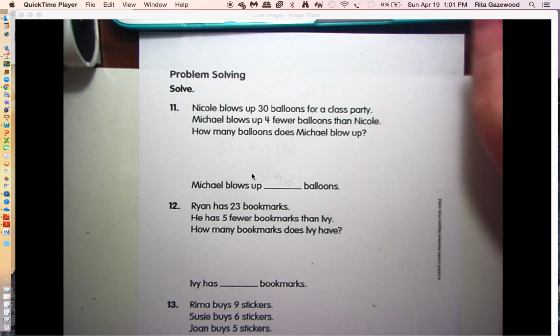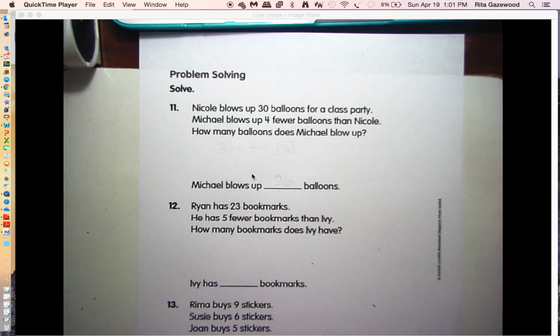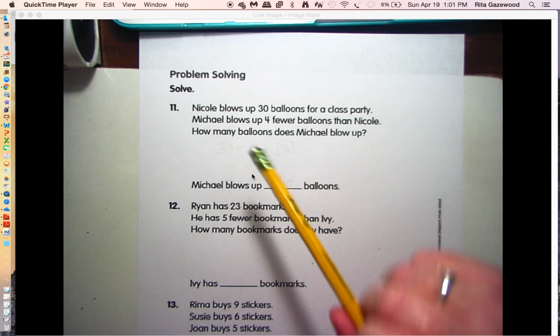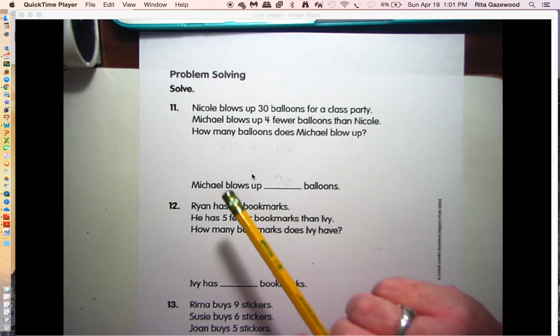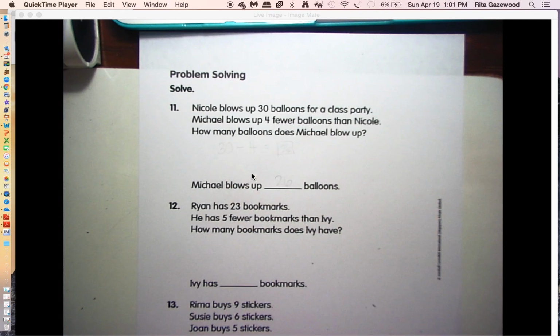All right, let's begin with problem solving. Nicole blows up 30 balloons for a class party. Michael blows up 4 fewer balloons than Nicole. How many balloons does Michael blow up?